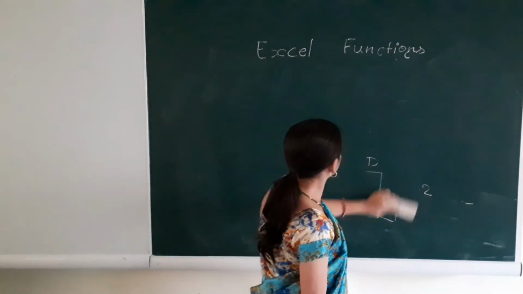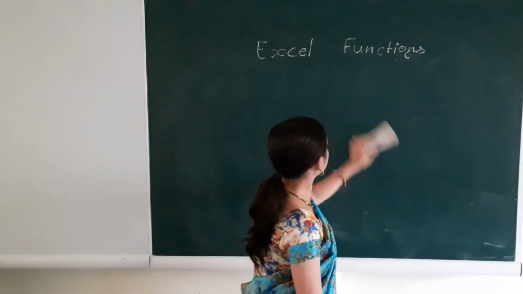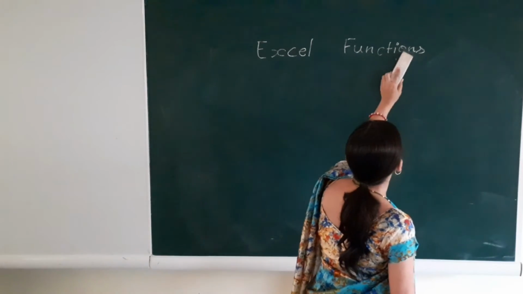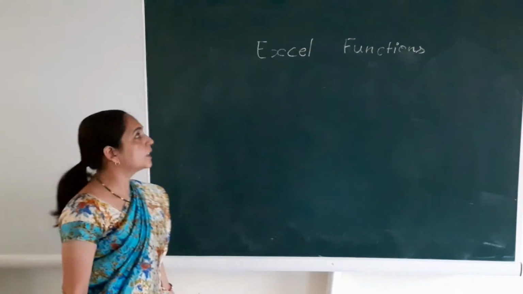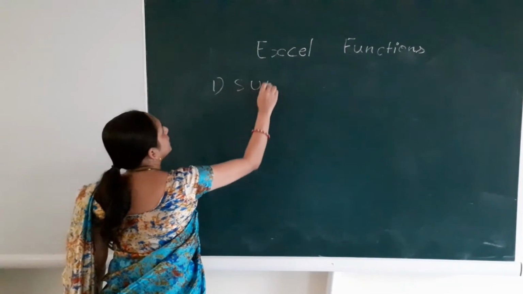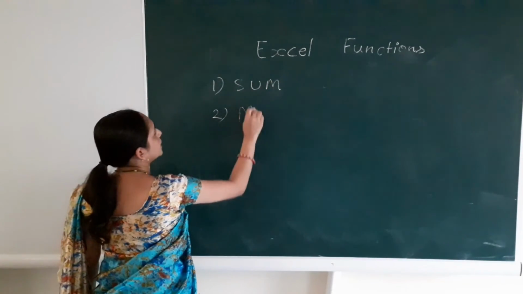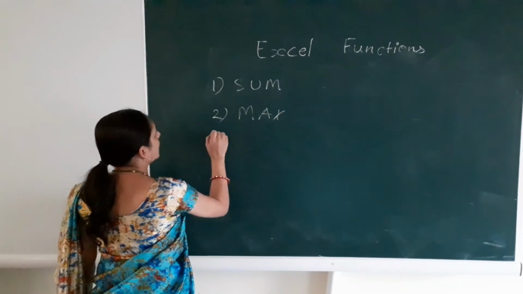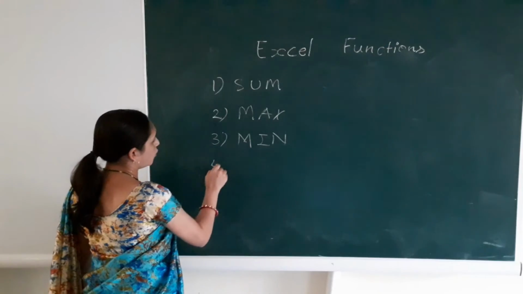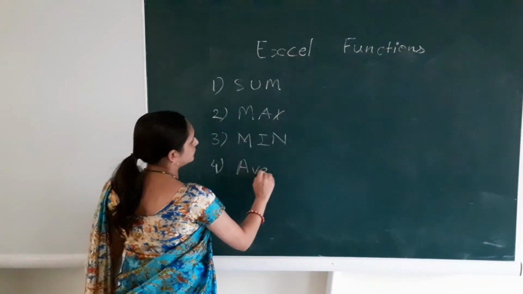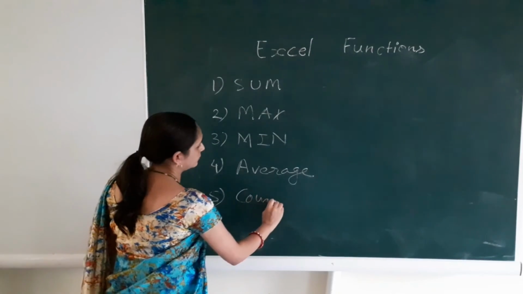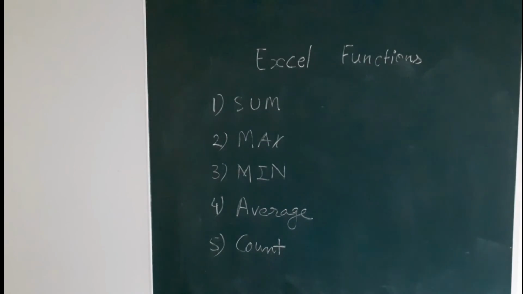In this video, we are going to learn about the Excel functions. That will be: first is the sum function, second the max function, third the minimum function, fourth the average function, and fifth the count function. So first is the sum function.